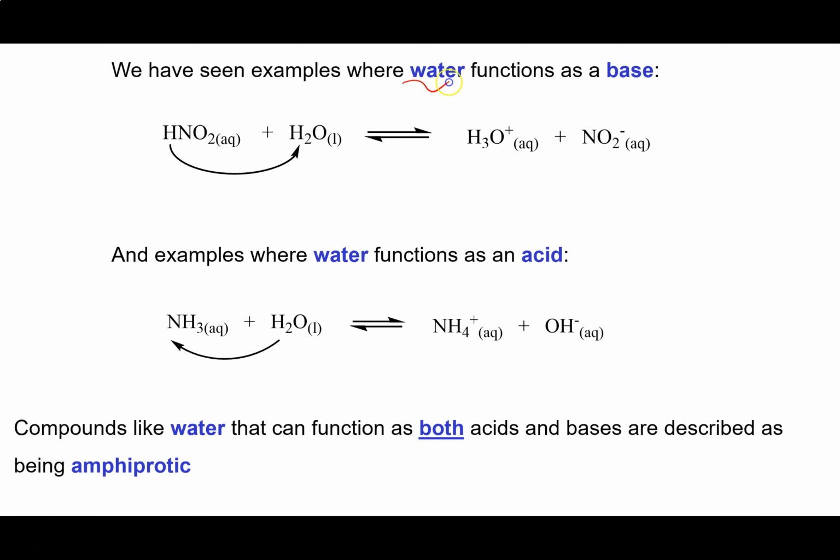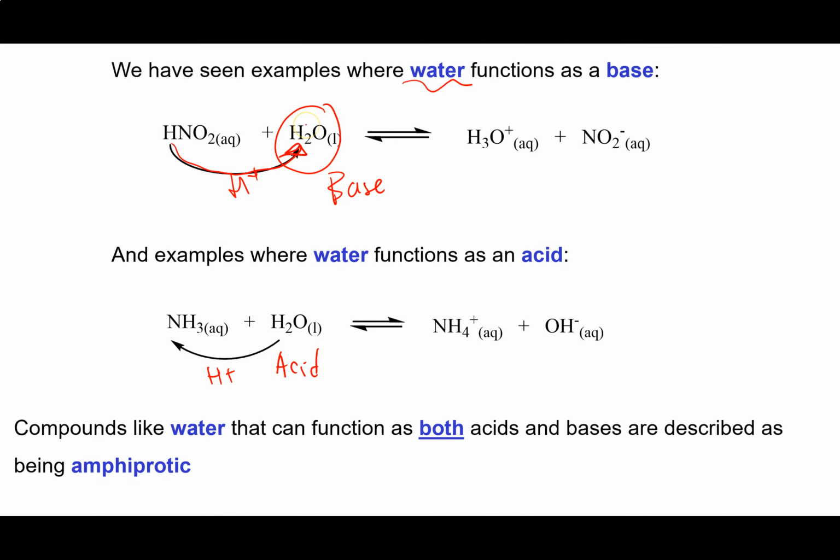We've seen some examples where water functions as a base. For example, if I take the weak acid nitrous acid dissolved in water, the water clearly is functioning as a proton acceptor. That makes it a base, right? It's accepting the proton. But if I take the weak base ammonia dissolved in water, then the water will function as an acid. It'll be a proton donor. So what is it? Is water an acid or is water a base? Turns out it's both, right? It depends what it's being combined with.